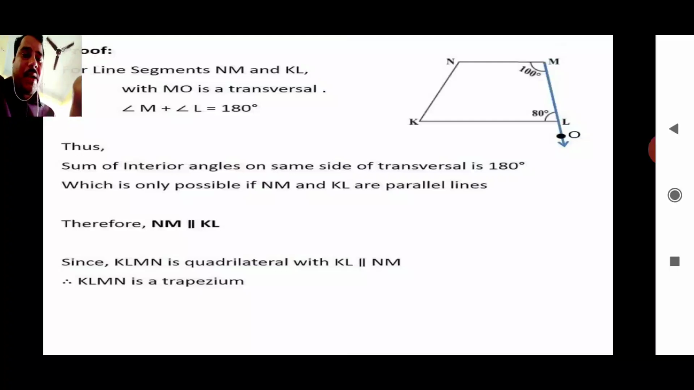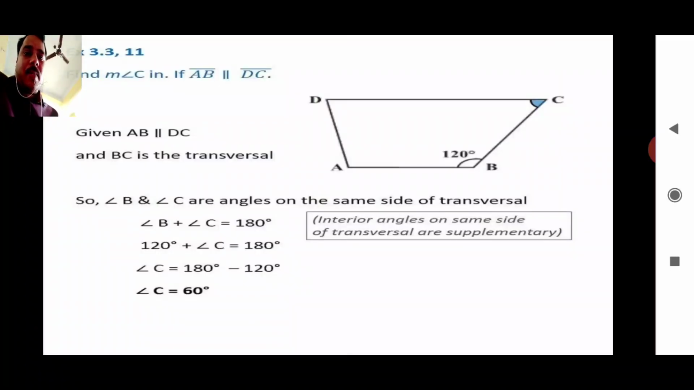Thus, the sum of interior angles on the same side of a transversal is 180 degree, which is only possible if NM and KL are parallel lines. Therefore, NM is parallel to KL. Since KLMN is a quadrilateral with KL parallel to NM, KLMN is a trapezium, because trapeziums are quadrilaterals with one pair of opposite sides parallel. Next one, find the measure of angle C if AB parallel DC.